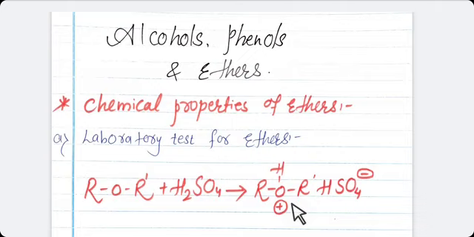Actually, this property of ether distinguishes ether from hydrocarbons. So, it is the first point in which we find out that ether differs from hydrocarbon, because ether forms oxonium salt when it reacts with cold concentrated sulfuric acid.